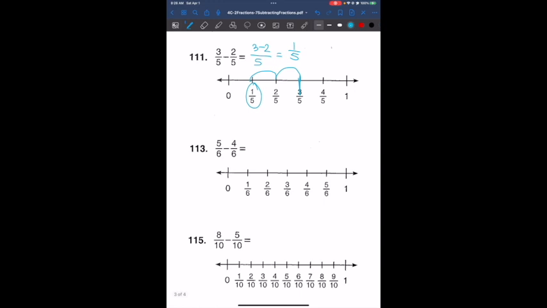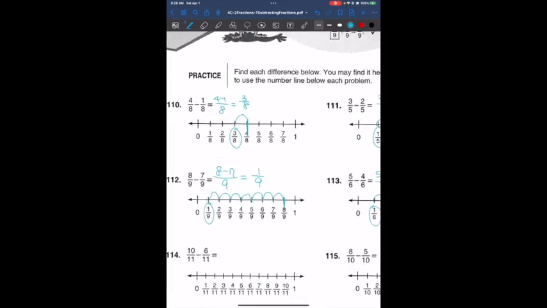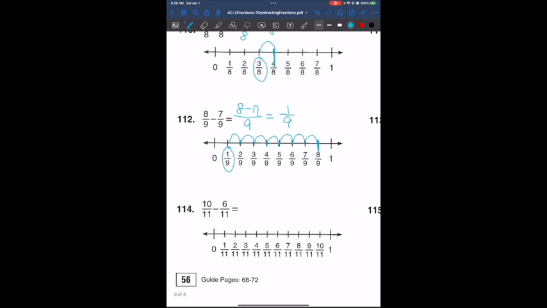Now for problem 113, the denominator is going to be 6, the numerator is 5 minus 4, so it's going to be 1/6. Now we start at 5/6, and one space is worth 1/6, so go 4 times, and we get to 1/6. Now I want you guys to solve problem 114 on your own, so I'll be giving you about 2 minutes to solve this problem. So I want you guys to check both algebraically and on the number line.